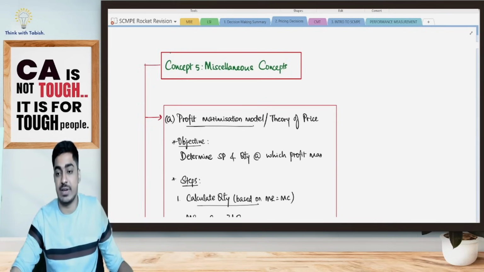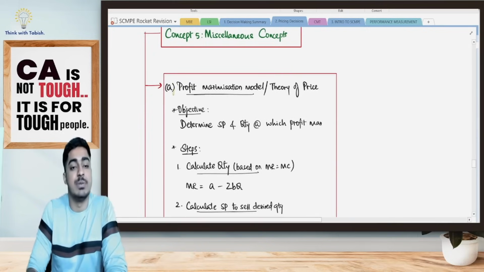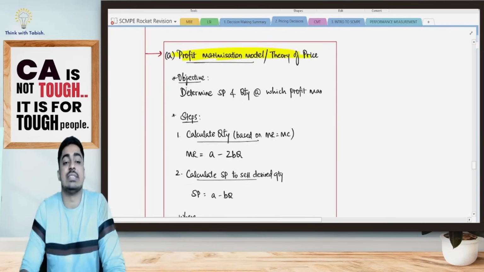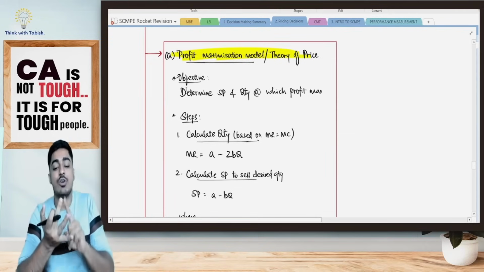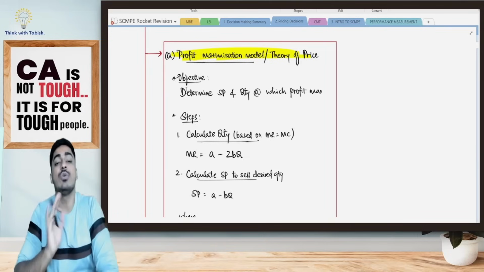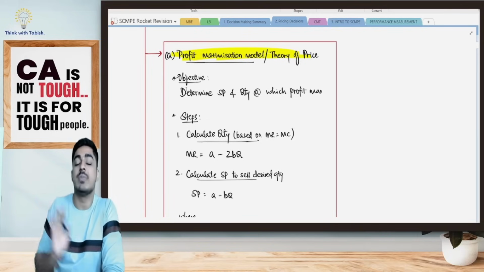Is it clear, everyone? Finally, we have some miscellaneous areas. Firstly, profit maximization model or theory of price. Very important, students. It says I want to see at what selling price and how much quantity I should sell so that my profit is maximum. We know that my profit is maximum at the point wherein my marginal revenue is equal to marginal cost.